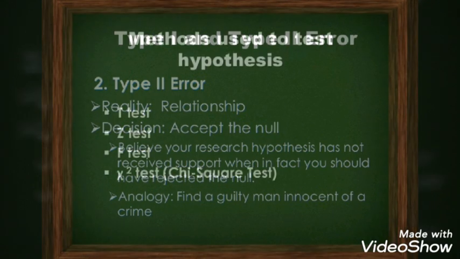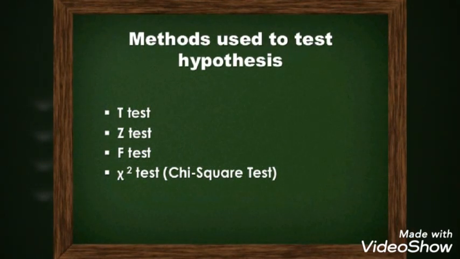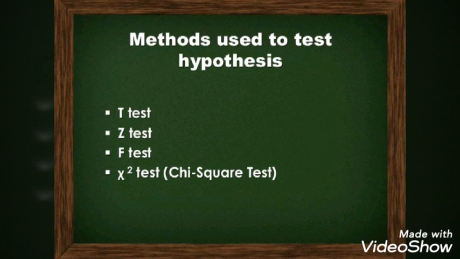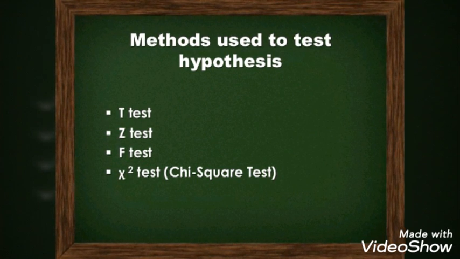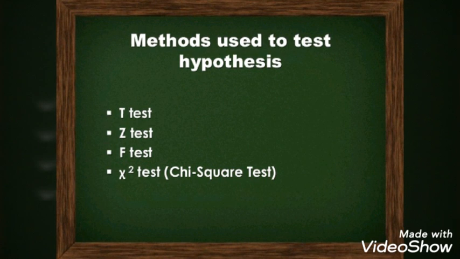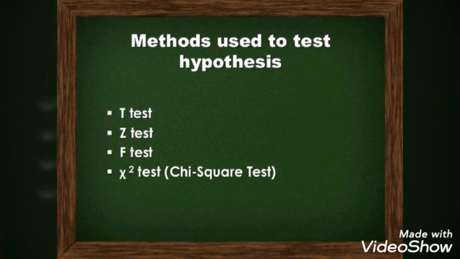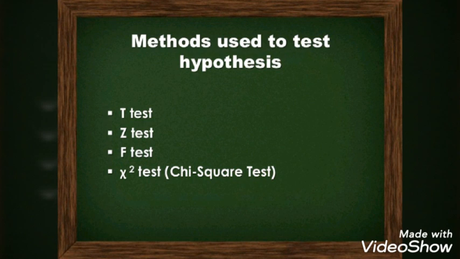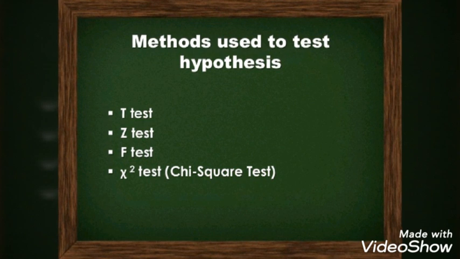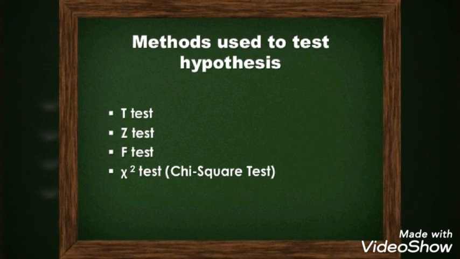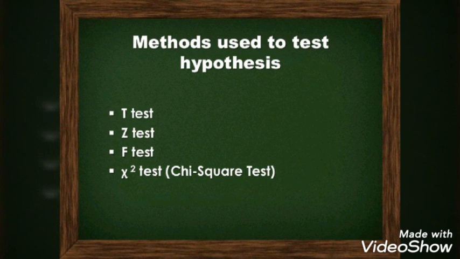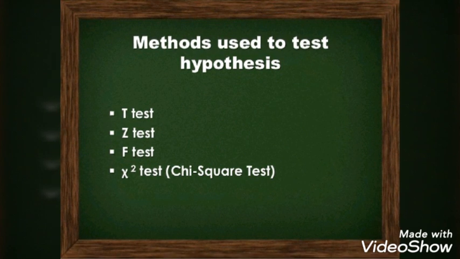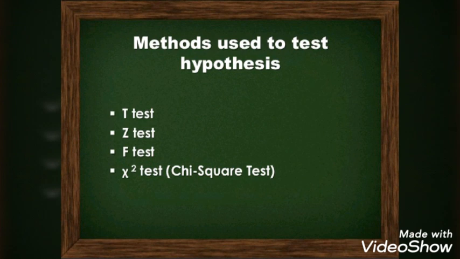So here we'll see certain methods. What are the methods used to test the hypothesis? These are t-test, z-test, f-test and chi-square test. These things you have studied already in statistical methods, in descriptive and inferential statistics. These things were under the classification of inferential statistics. So we'll see how it is helping here.